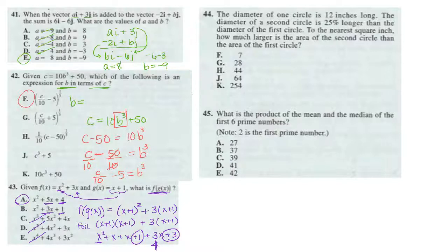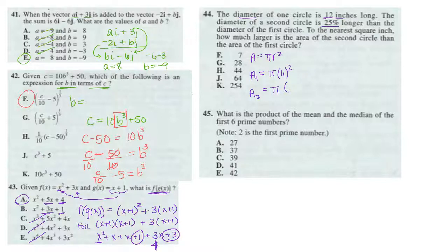Okay, for our next problem, we're told that we're actually comparing the area of the first circle to the second circle, so we do need to know our area formula of a circle, which is pi r squared. And we know that here the diameter of the first circle, and I'm just going to go ahead and note area of the first circle. The diameter is 12, so that tells me that the radius is 6. Now it tells me for the second circle that the diameter is 25% longer.